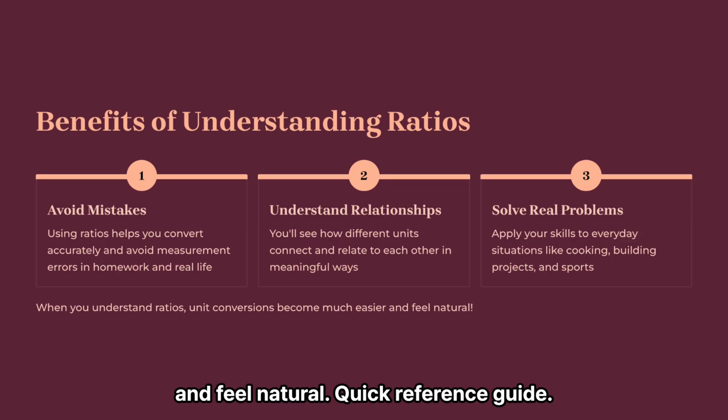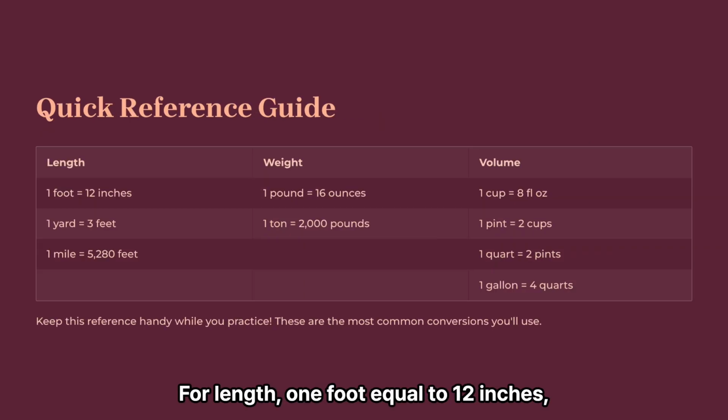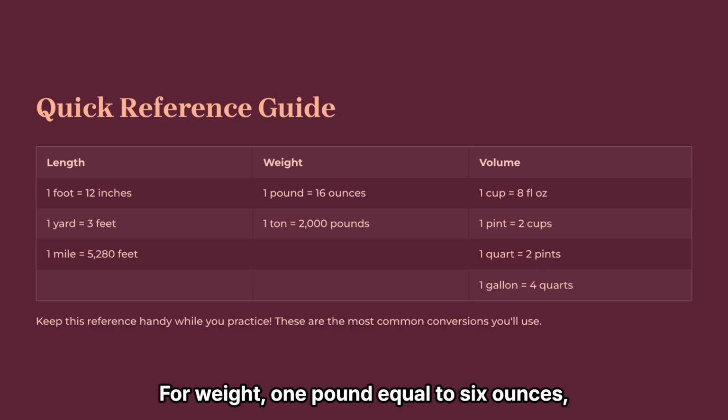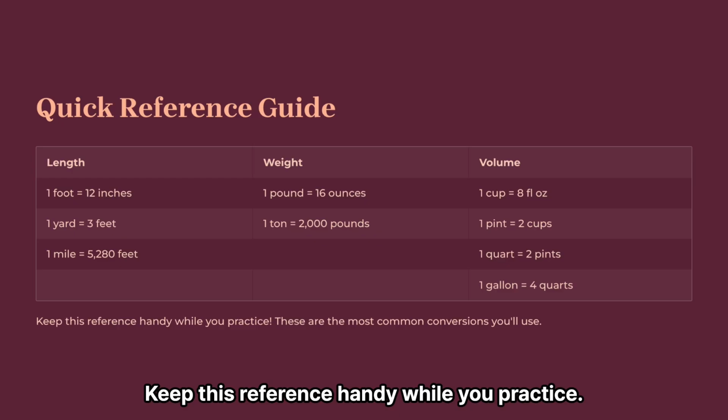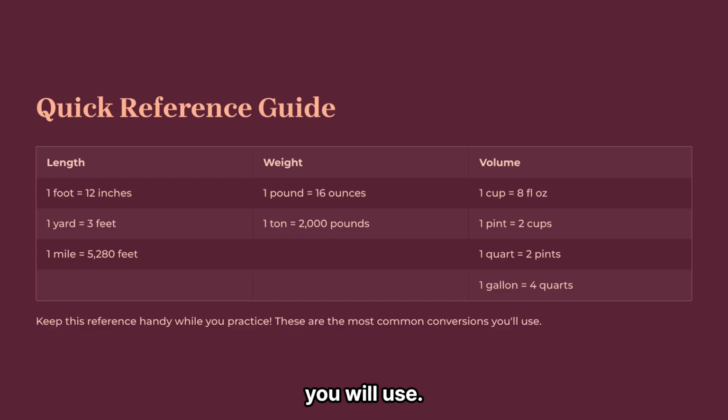Quick reference guide. For length, 1 foot equals 12 inches, 1 yard equals 3 feet, 1 mile equals 5,280 feet. For weight, 1 pound equals 16 ounces, 1 ton equals 2,000 pounds. For volume, 1 cup equals 8 fluid ounces, 1 pint equals 2 cups, 1 quart equals 2 pints, 1 gallon equals 4 quarts. Keep this reference handy while you practice. These are the most common conversions you will use.